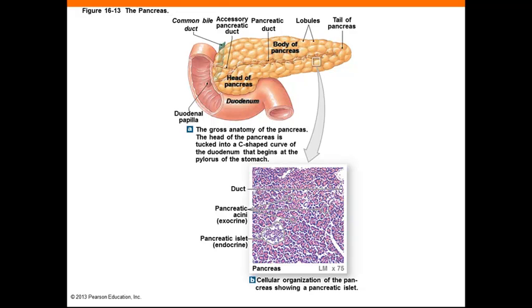There are 4 classes of pancreatic enzymes: carbohydrases, lipases, nucleases, and proteases.